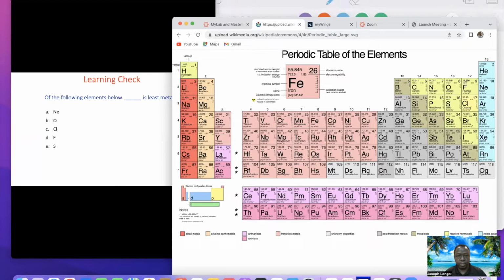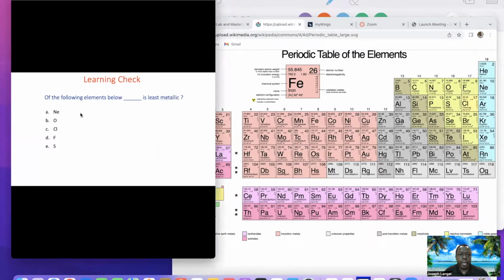Fluorine, compared to that, silicon. So neon, A is the least metallic. A is the element with the least metallic character. It's just by eyeballing. So if this is an exam, you have to circle the element in the multiple choice for you to come up with the correct conclusion.